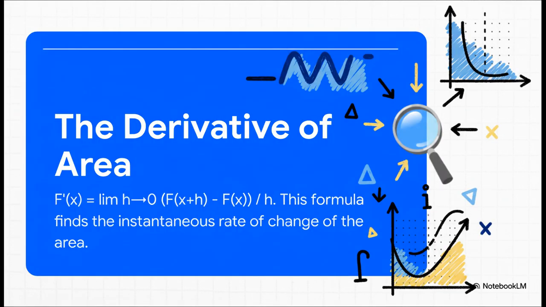Okay, so we want to know the rate of change of the area. Does that phrase ring a bell? It should, because that's exactly what a derivative is for. Remember, the whole definition of a derivative is just a formula for finding the instantaneous rate of change of any function. For us, we're looking for the rate of change of our area function, that big F of x.